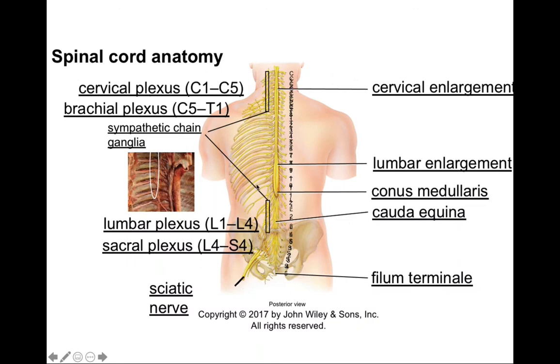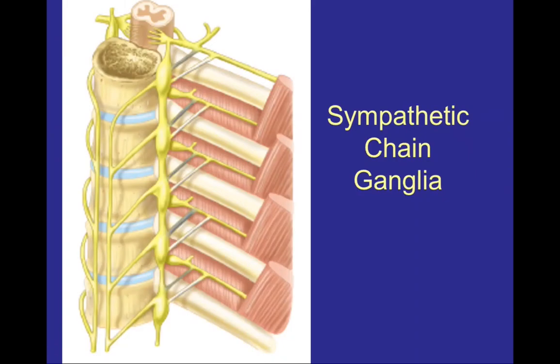Now the last structure on this slide that I'm going to point out are the sympathetic chain ganglia. Ganglia, as I already mentioned, are collections of gray matter that can be found in the peripheral nervous system. And our sympathetic nervous system in particular will have its own ganglia that form this chain of gray matter. These will generally be found on the inside of the thoracic cavity. And when activated, these sympathetic chain ganglia, working for the sympathetic nervous system, will generally increase body activity.